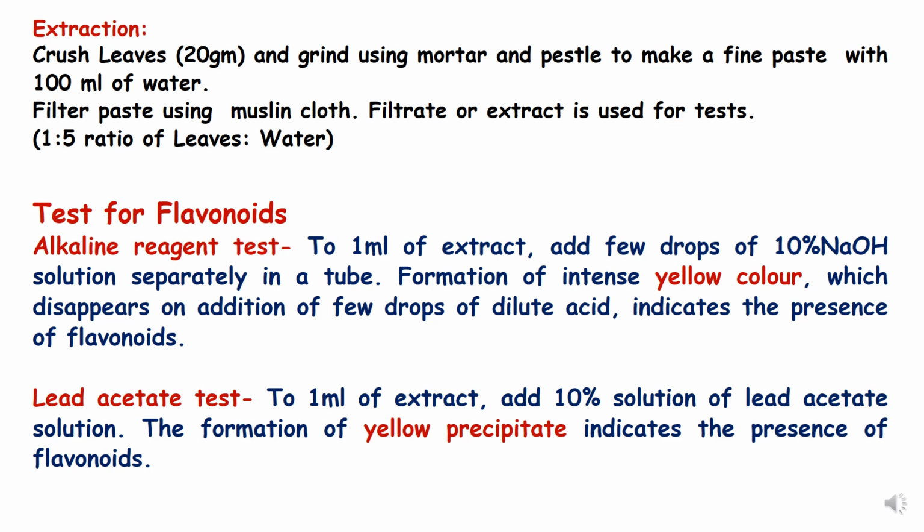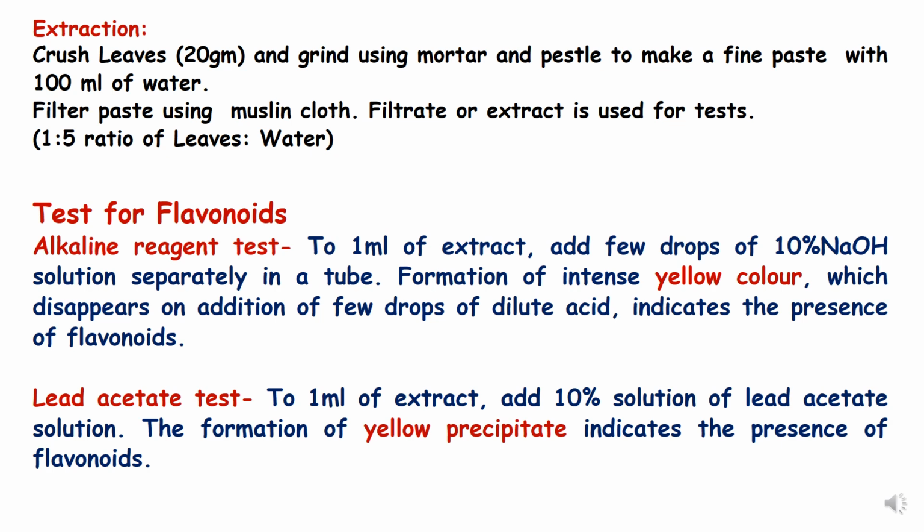So how do we do this practical? The first step is extraction. During extraction, we crush 20 gram of leaves using a pestle and mortar and make a fine paste with 100 ml of water. As we have already discussed, the ratio of leaves and water will be 1 to 5, and this paste will be filtered through muslin cloth, and this filtrate will be used for the tests.